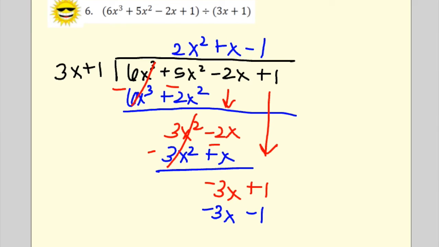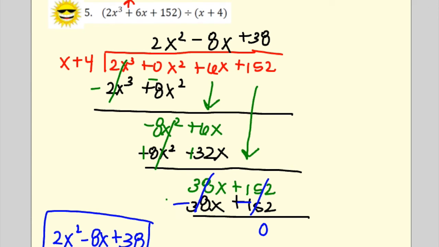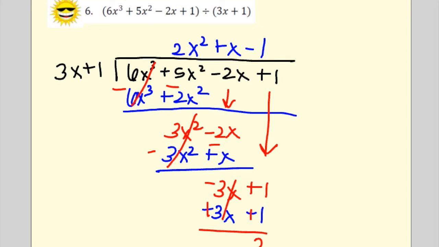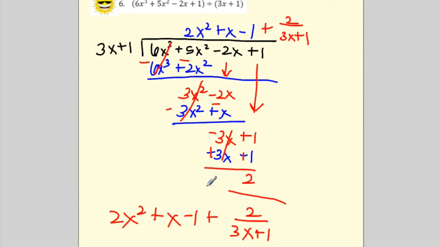Then we go ahead and we change the signs, so be careful here because this is going to make it positive, positive. So this cancels, but 1 plus 1 is 2, which is our remainder. So if we go back to our old school problem, our remainder we took and put it over what we were dividing by. So it was 2 over 4. Same thing here. We just go ahead and say plus 2 over 3x plus 1. So our final answer for number 6 is 2x squared plus x minus 1 plus 2 over 3x plus 1. That's how you write your remainder for long division.